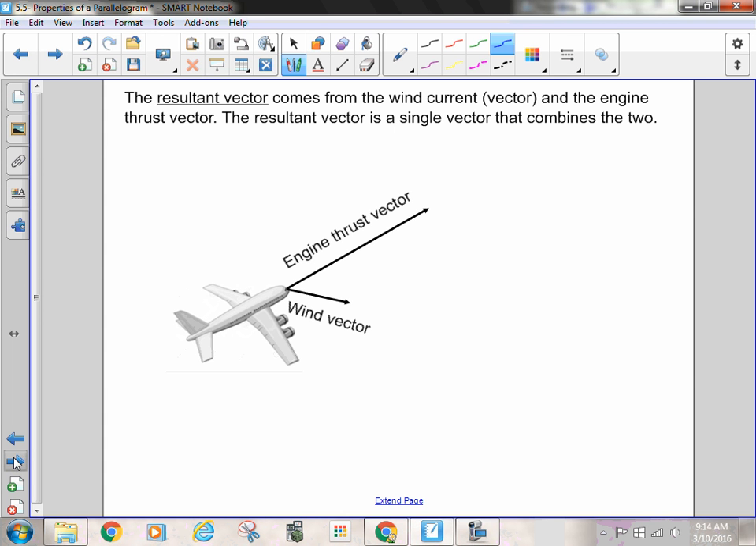So to determine where my resultant vector is, I'm going to use my two vectors I have, and I'm going to copy them down. And now my new resultant vector is going to be my diagonal. So that is the direction. The green one is the direction that my plane will actually go, encountering the wind and the engine thrust. You'll also see vectors used in ships and boats. They go one direction, but then the current has them going a different direction. So you can use vectors to calculate where they're actually going to end up.